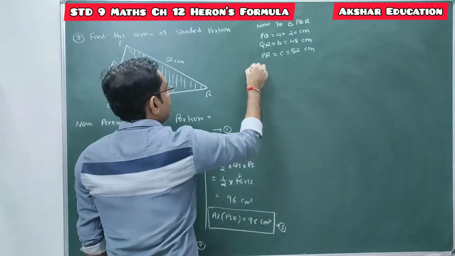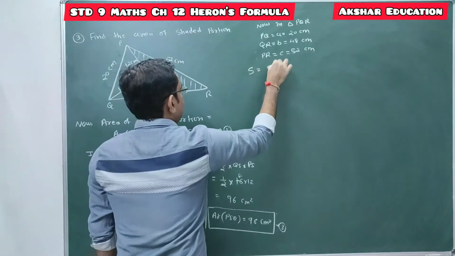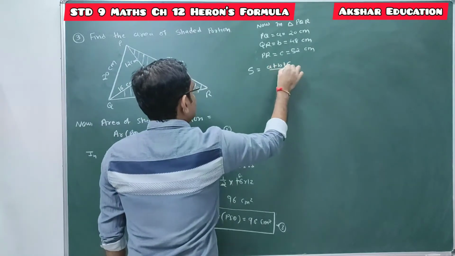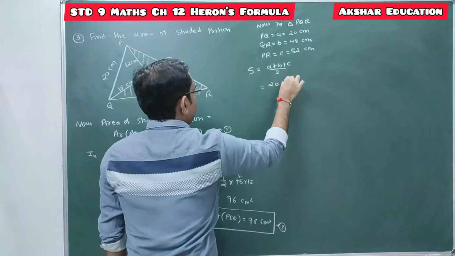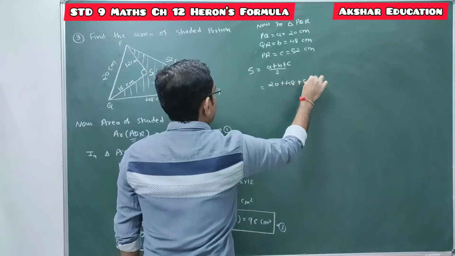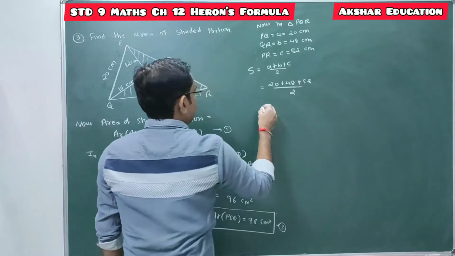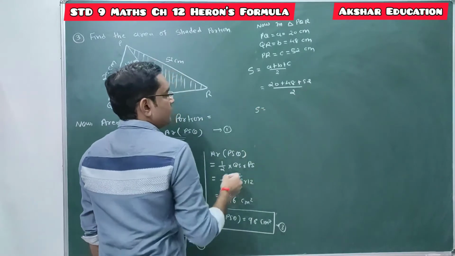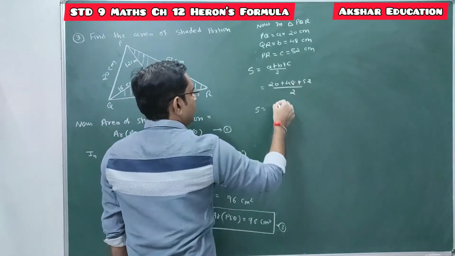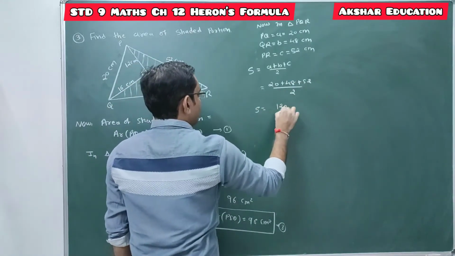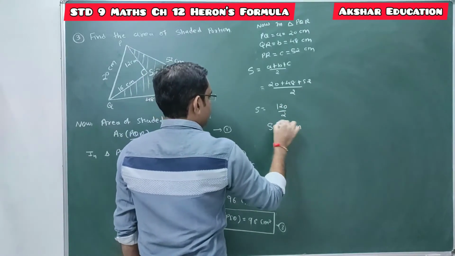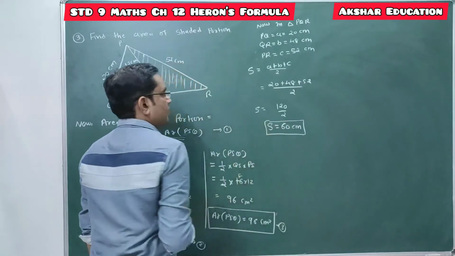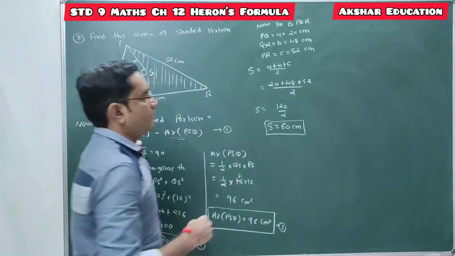So first we require the semi-perimeter. So it's the sum of the measure of all three sides by 2. So it's 20 plus 48 plus 52 by 2. So semi-perimeter S is 48 plus 52, 100 plus 20, 120 by 2. So the value of semi-perimeter is 60 centimeter.